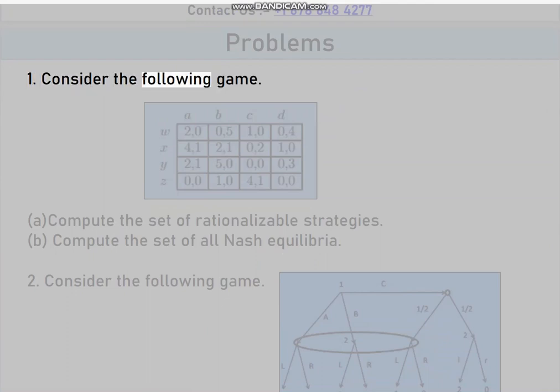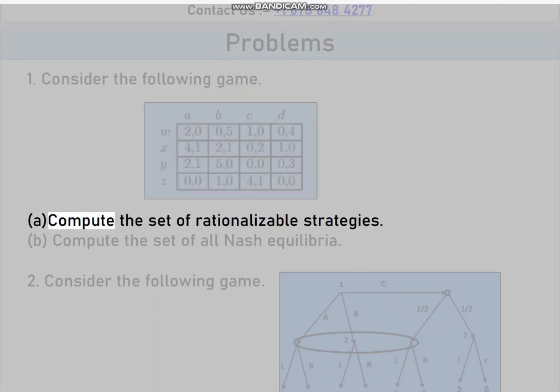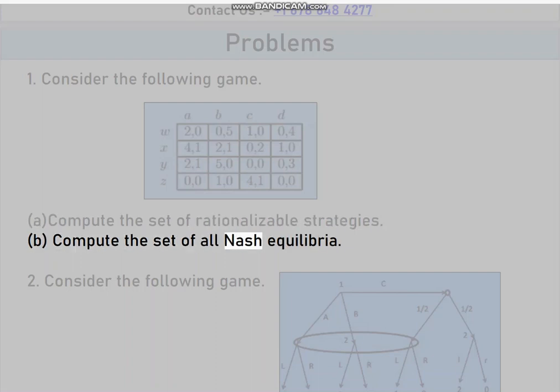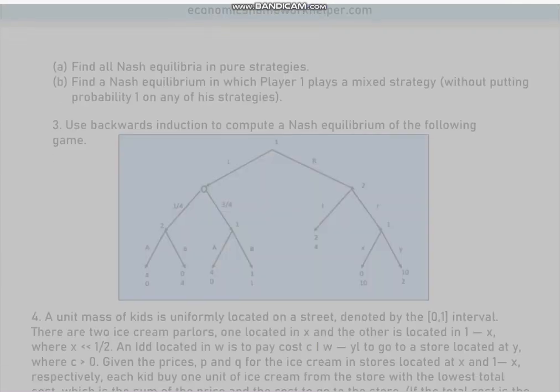1. Consider the following game. A. Compute the set of rationalizable strategies. B. Compute the set of all Nash equilibria. Problems. 2. Consider the following game. Economicshomeworkhelper.com. A. Find all Nash equilibria in pure strategies. B. Find a Nash equilibrium in which player 1 plays a mixed strategy, without putting probability 1 on any of his strategies. 3. Use backwards induction to compute a Nash equilibrium of the following game.